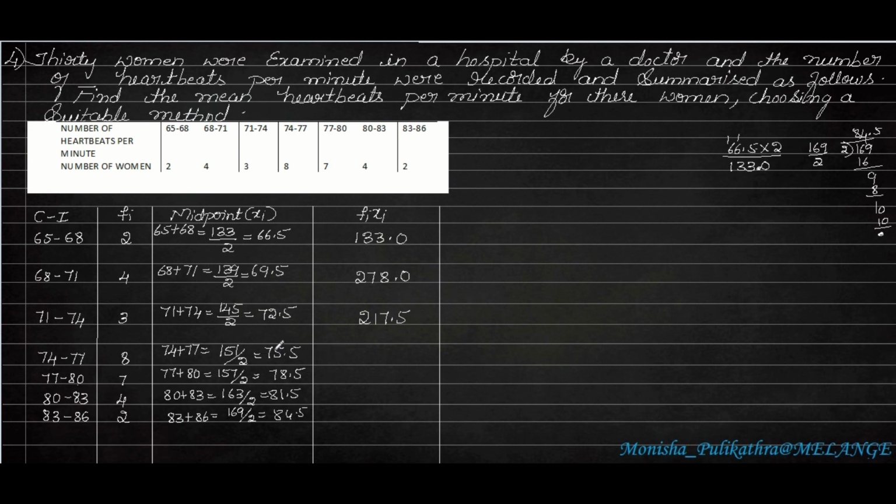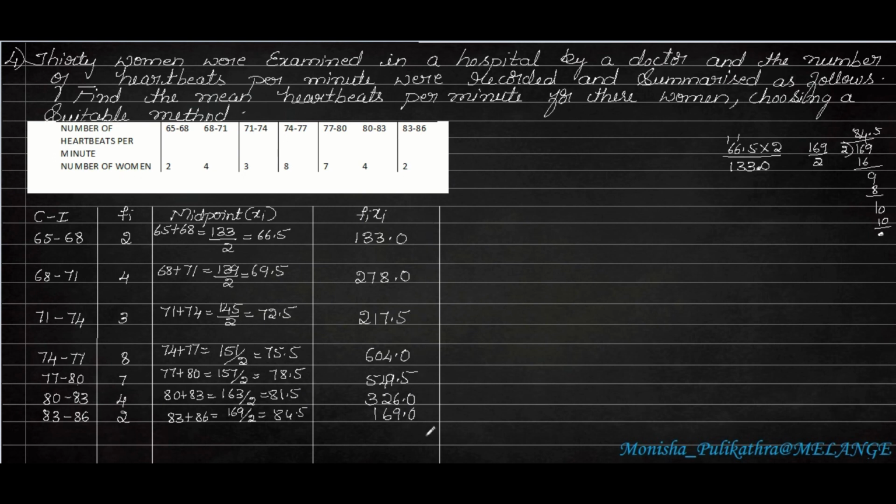Okay. So next one is 75.5 into 8, that is 604.0. Next one, 78.5 into 7 is 549.5. Next is 81.5 into 4 is 326.0. Next last one, 84.5 into 2 is 169.0. Okay. So next you have to add everything.